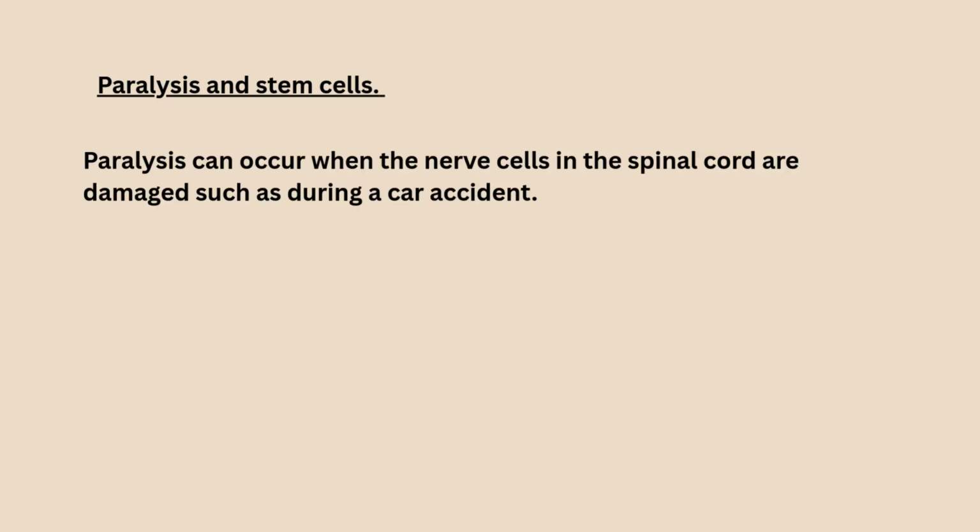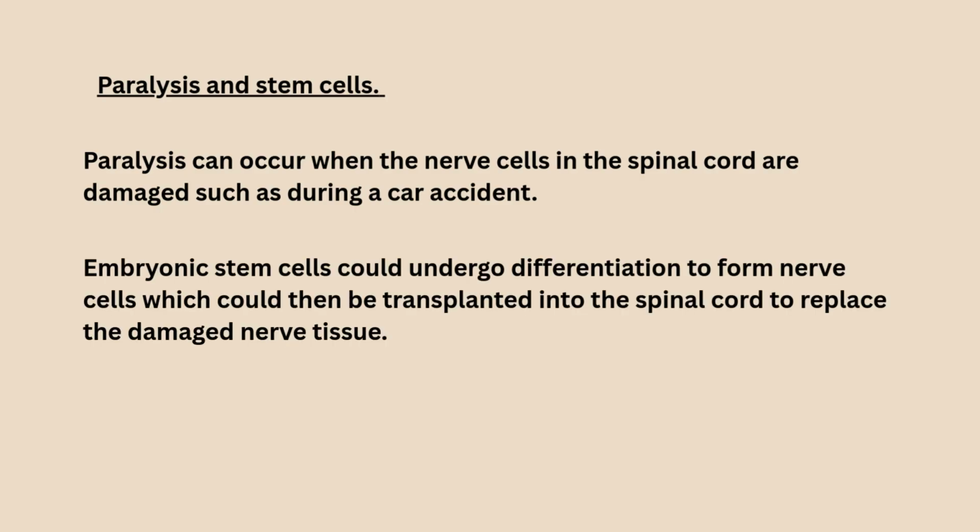Paralysis and stem cells. Paralysis can occur when the nerve cells in the spinal cord are damaged, such as during a car accident. Embryonic stem cells could undergo differentiation to form nerve cells, which could then be transplanted into the spinal cord to replace the damaged nerve tissue.